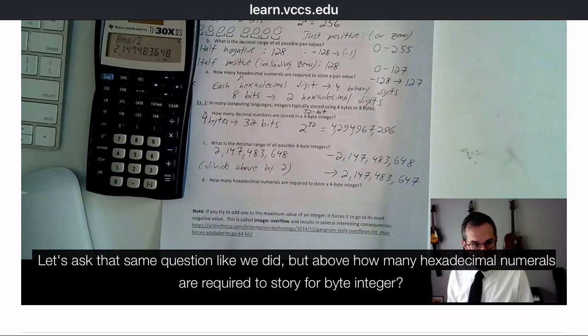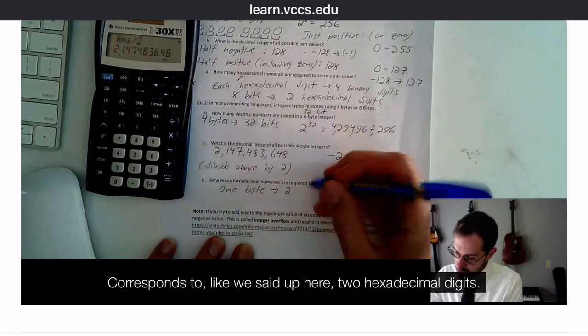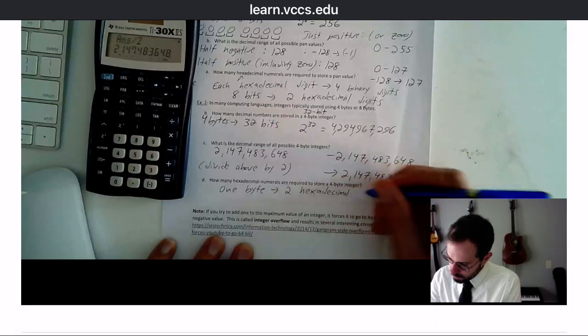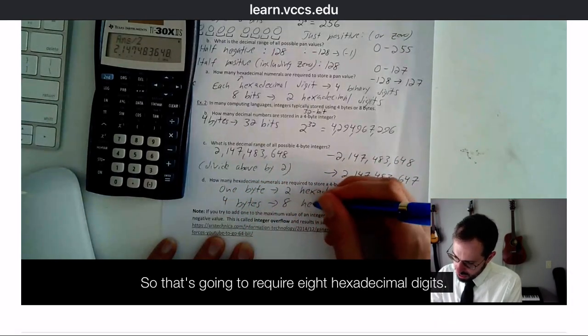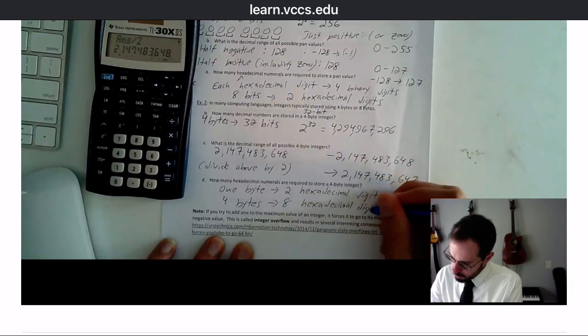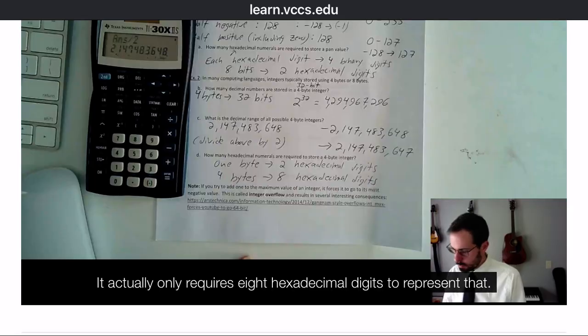Let's ask that same question like we did above: how many hexadecimal numerals are required to store a 4-byte integer? Well, again, we can note that 1 byte corresponds to, like we said up here, 2 hexadecimal digits. So then 4 bytes is going to be 4 times as big, so that's going to require 8 hexadecimal digits. So even though it requires 10 different decimal digits, it actually only requires 8 hexadecimal digits to represent that.